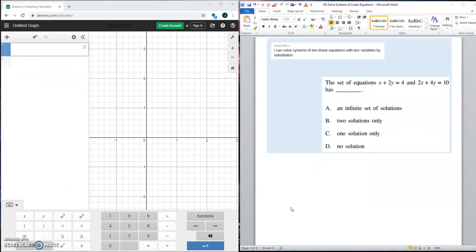We now go to objective 2. I can solve systems of two linear equations with two variables by substitution. Please understand that this is a workshop. Therefore, I'm not going to go into the full length of discussing how to solve by substitution, because that is actually discussed in another video.